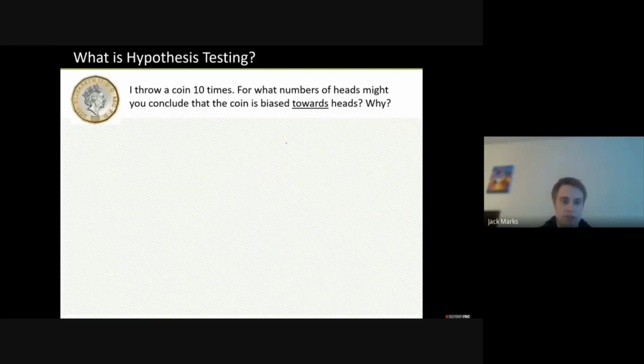So hypothesis testing. Let's have a look at what hypothesis testing actually is. So here's our situation. I throw a coin 10 times. For what number of heads might you conclude that the coin is biased towards heads, and why? Let's have a think about that question. So, if you had 10 out of 10 times that landed heads, that would be quite suspicious, and that might cause you to think that it was biased.